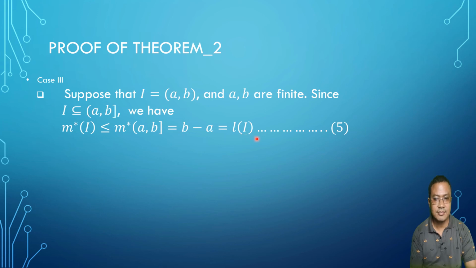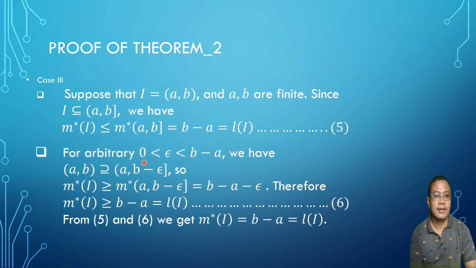Okay, let it be inequality number 5. Alright, so for arbitrary epsilon that is less than b minus a, we have this set will be a subset of this one. Okay, so if you subtract something from b and that subtraction is less than b minus a, that is the length of the interval, then this set is going to be a subset of this one. Therefore the outer measure of this one will be greater than the outer measure of this one.